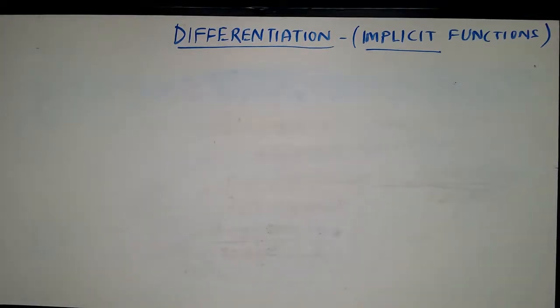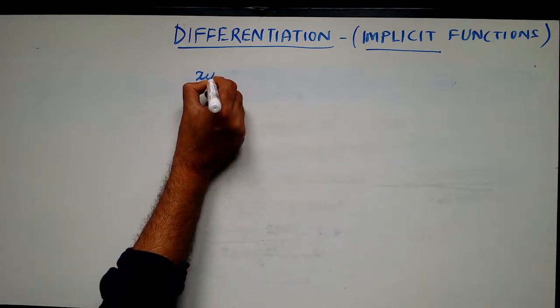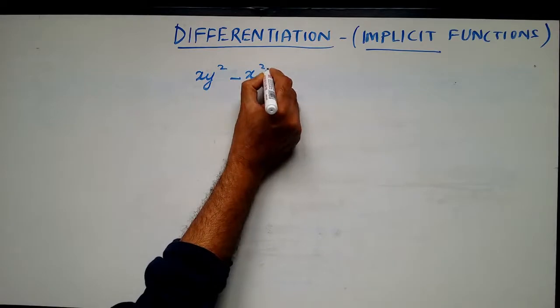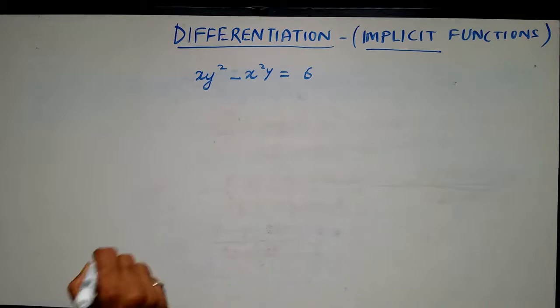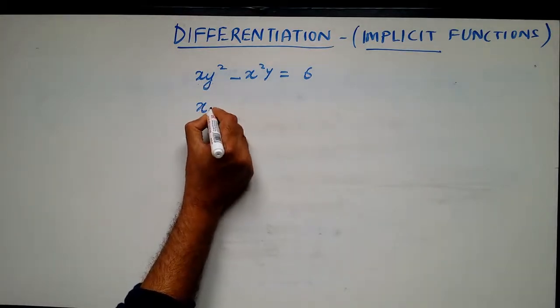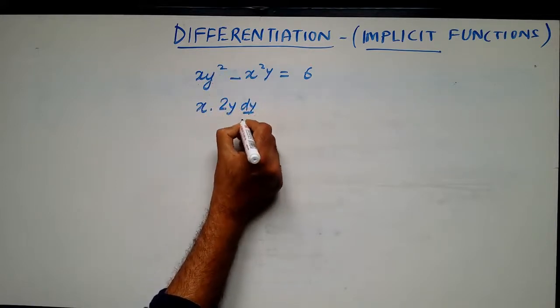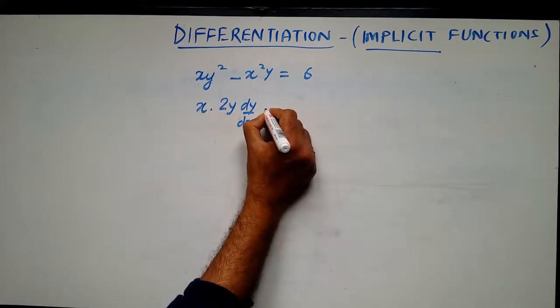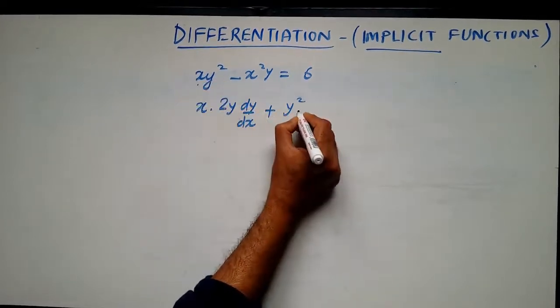Let's take some more examples on finding the derivative of implicit functions. Okay, so let's take this expression xy squared minus x squared y is equal to 6 using rule number 1. Using rule number 1, we say this is a product of two functions. So it will be x into the differential of y squared. So the differential of y squared is 2y dy by dx using the chain rule, plus the second expression, that is y squared into the differential of x, that is 1.